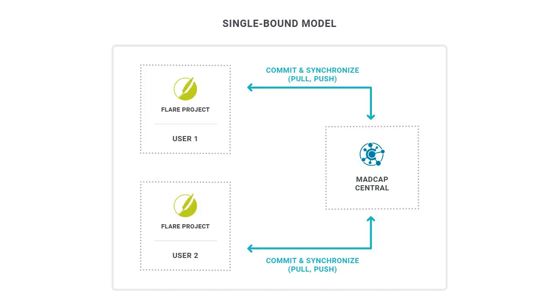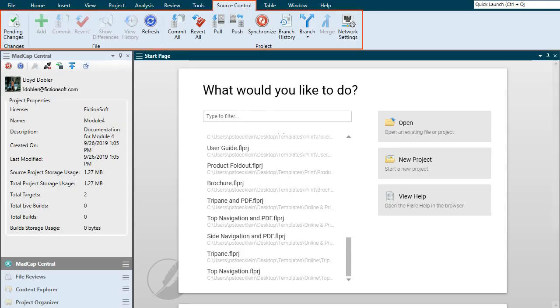If you're not bound to another source control tool, this means that you're working in a single bound model. With this model, Central becomes a complete source control solution. Therefore, you can use the source control ribbon in Flare to control the movement of your files between Flare and Central. This includes pushing files up to Central, pulling files from Central, and more.